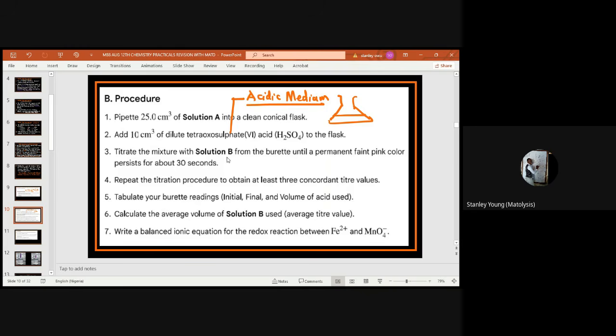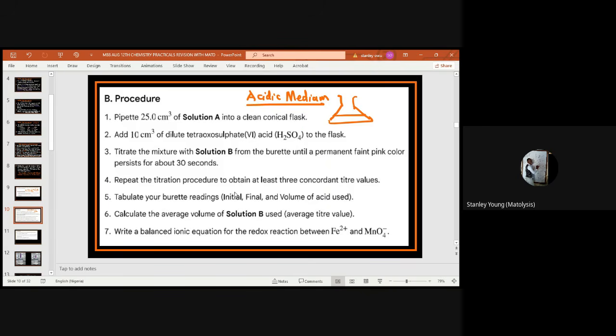Titrate the mixture with solution B from the burette until a permanent faint pink color persists for 30 seconds. So you can see the beauty of this procedure here. You probably do not need to have some expectation before. The question is even telling you exactly what you need to observe, like seeing a faint pink color, in a situation whereby you don't know what to expect at the beginning.